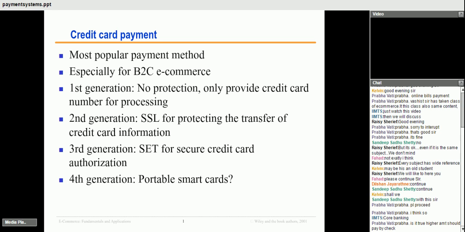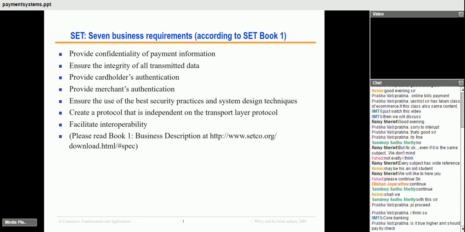Then credit card payment, the most popular payment method, especially for business to customer e-commerce. First generation: no protection, only provide credit card number for processing. Second generation: SSL for protecting the transfer of credit card information. Third generation: SET for secure credit card authorization. Fourth generation: portable smart cards.